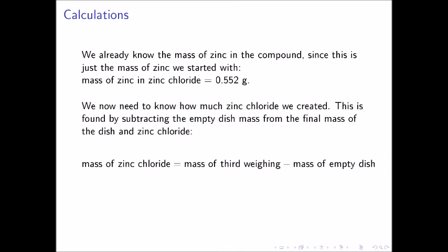We now need to know how much zinc chloride we created. This is found by subtracting the empty dish mass from the final mass of the dish and zinc chloride. Our final mass from the third weighing was 40.752 grams, and our empty dish had a mass of 39.587 grams. Taking the difference, we find the mass of zinc chloride that we created to be 1.165 grams.